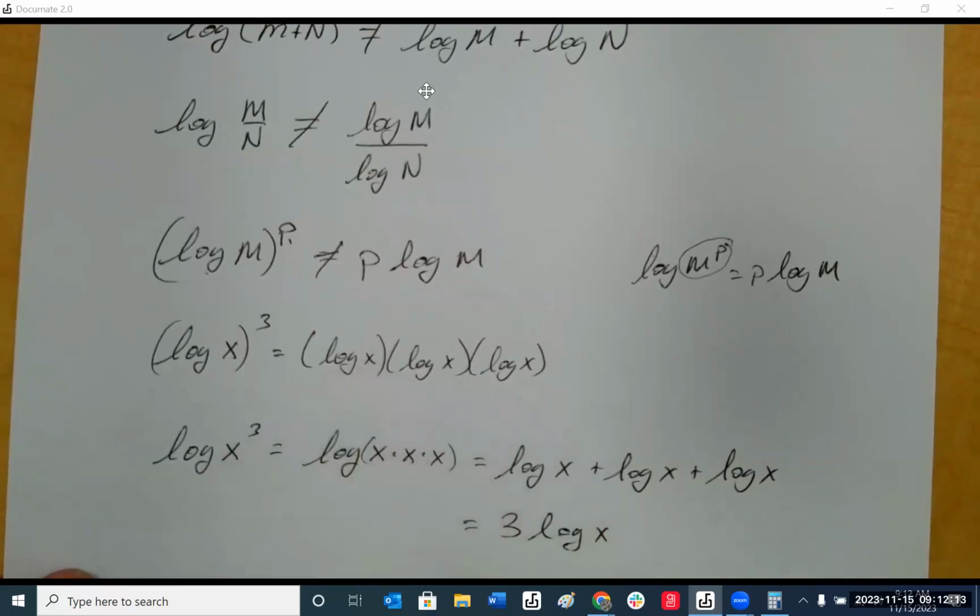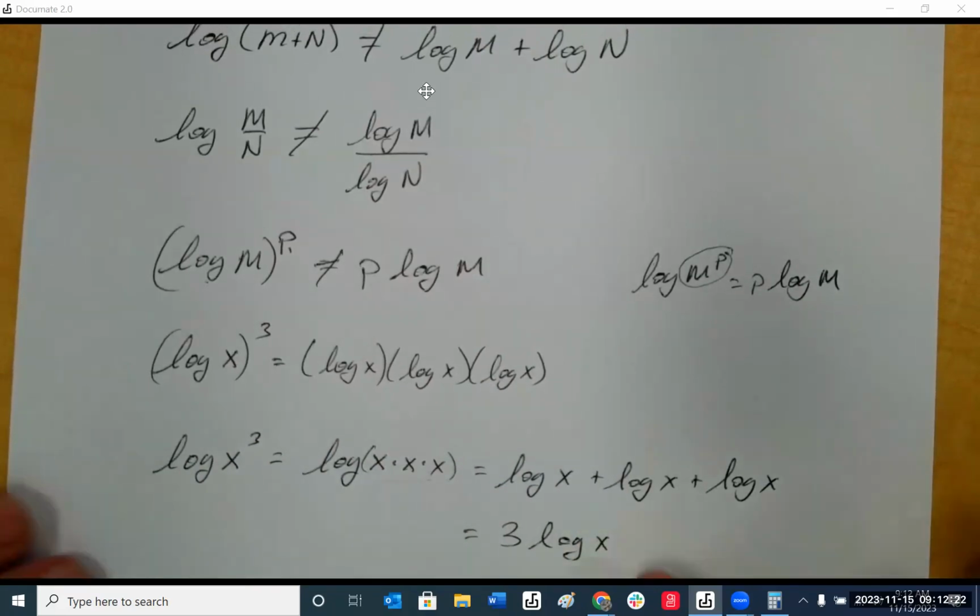So there's a difference between the two. If it's outside the parentheses, that's what that means. But if it's inside, only x is multiplied, then we can follow the rule still.